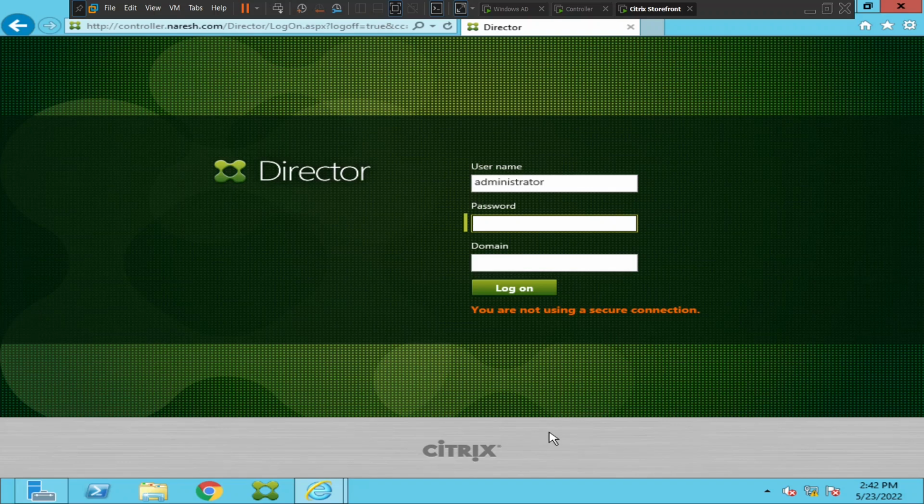It could be some VDA machine going to unregistered state, or it could be some slowness issue that some users are facing, or it could be some issue with an application, or it could be some issue with some session. You will be able to solve most of the common issues that happen in the Citrix environments by the end of the course.